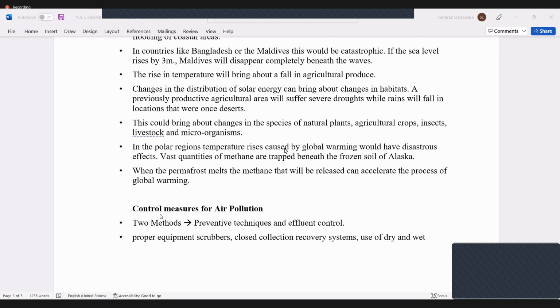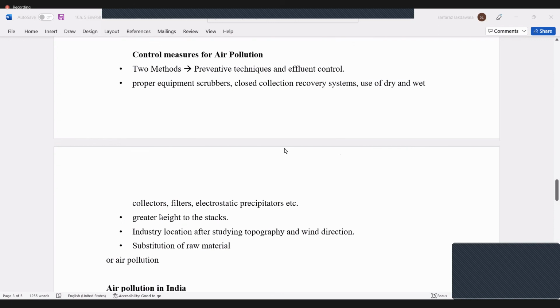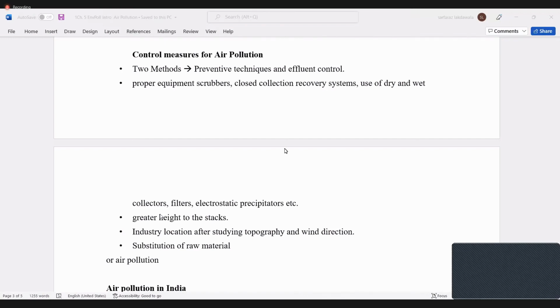What are the control measures to prevent air pollution? Two methods: preventive technique and effluent control. Proper equipment, scrubbers. I think we spoke about this yesterday. Closed collection recovery system, that is the CFC gases should not be allowed to leak into the air. They should be recovered back for any maintenance of the machinery, that is the refrigeration or the air conditioning plant. And then it should be let into the same system again with topping up of whatever is lost.